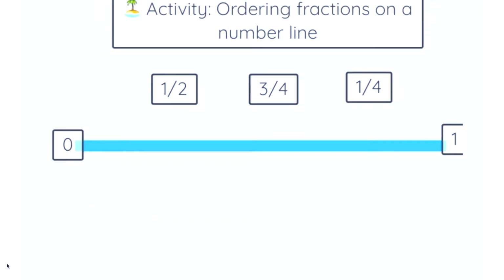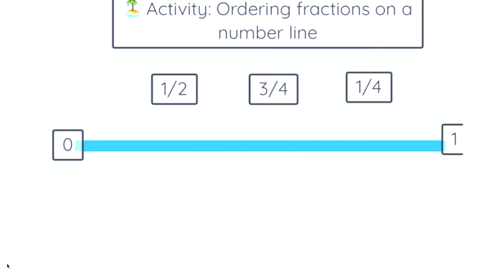Today's activity is going to include ordering fractions on a number line, and this is going to give us a little bit of number sense about fractions in general. And we're going to start with a small number line that's just starting with 0 and ending with 1. So what that tells us is that all of our values at the top, 1/2, 3/4, and 1/4, are all going to fall between 0 and 1. They're greater than 0, but less than 1.